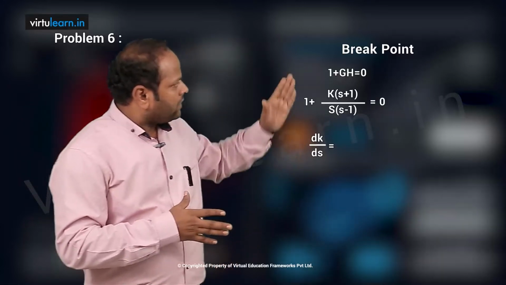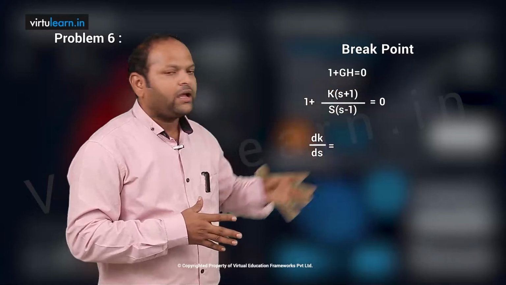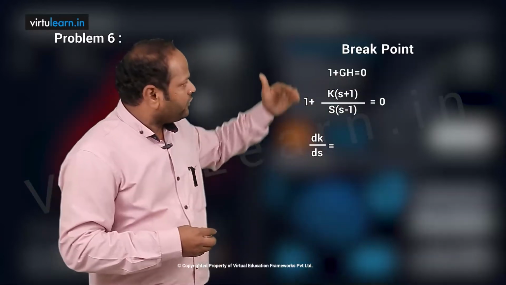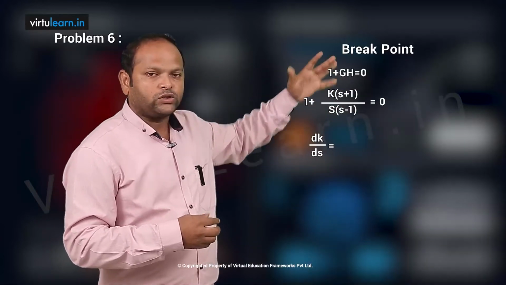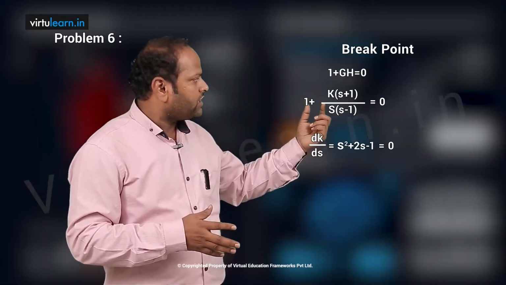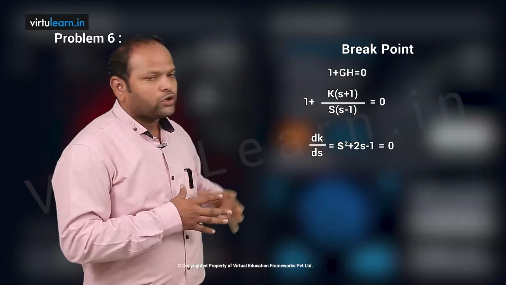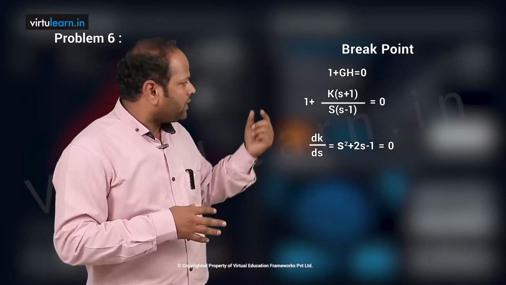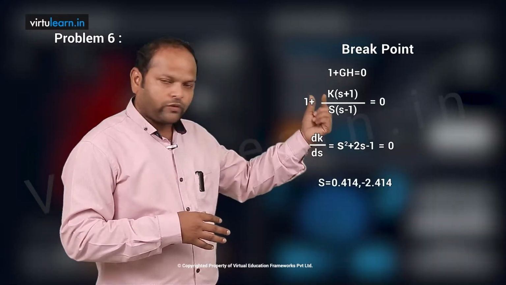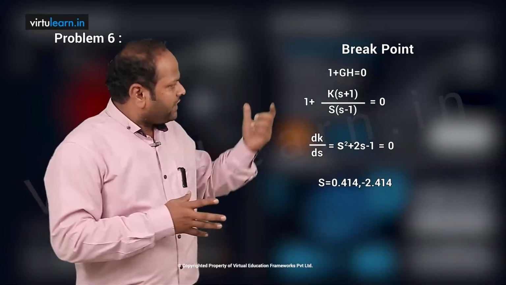If you do that, your K is equal to minus (s square minus s) divided by (s plus 1). If you write dK by ds is equal to 0, then you will get one equation which is s square plus 2s minus 1 is equal to 0. If you solve this equation, you will get two roots: plus 0.414 and minus 2.414. Then you take these two points and locate them in the s plane.